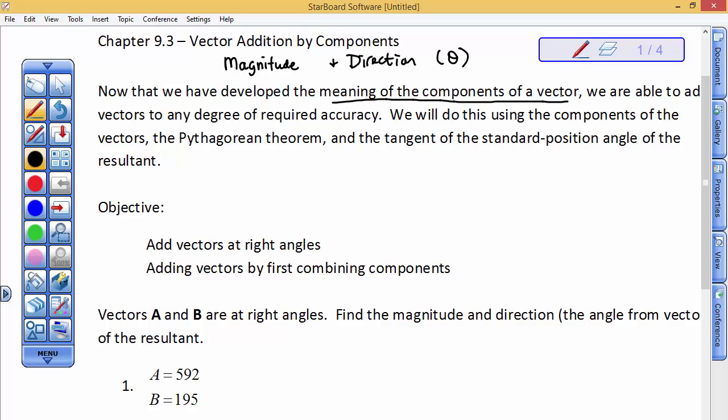So now what we're going to do is use components of vectors and the Pythagorean Theorem and the trig function tangent to find the magnitude and direction of a resultant vector in any situation, whether or not the vectors are at right angles to one another, which is easier, or not. So let's go ahead here.